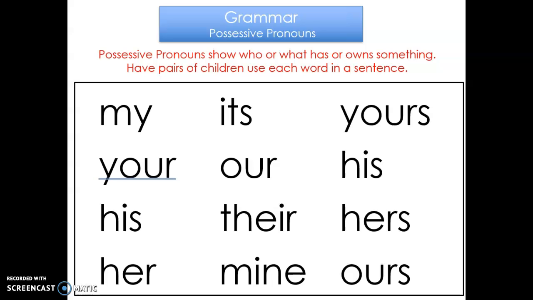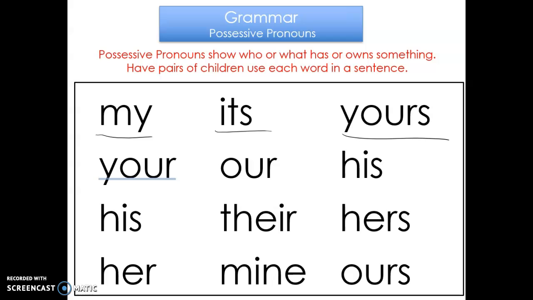Okay, remember this week we've also been talking about possessive pronouns. Remember, if it's possessive, it shows that somebody owns something. Okay, if we use the word my, who does it belong to? It belongs to me. Can you use it in a sentence? Its is something that belongs to it. It belongs to a thing, not a person, but a thing.